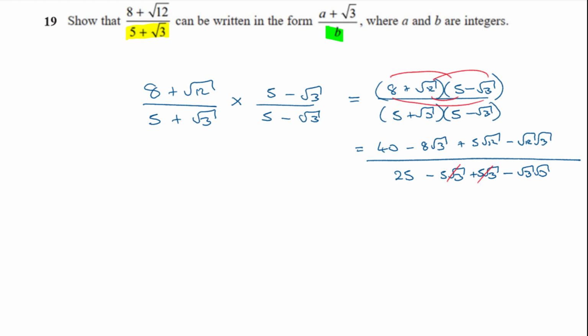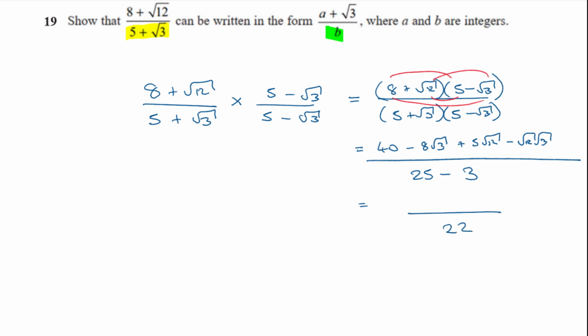So actually you can do this a whole lot quicker. Once you know the form of it, I wouldn't do it like that. I would just do 5 times 5 is 25 minus root 3 times root 3 is 3. So I just do it like that, much quicker. Okay, so once you know what you're doing with these rationalized denominators, it makes it a whole lot quicker. Right, so 25 take away 3 is 22 on the bottom.